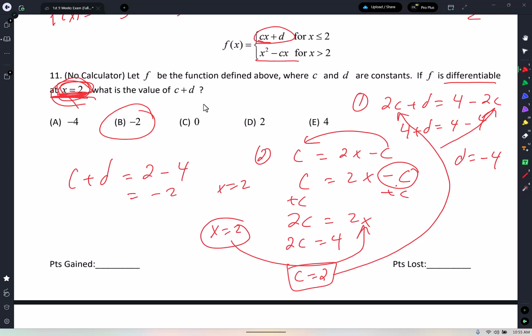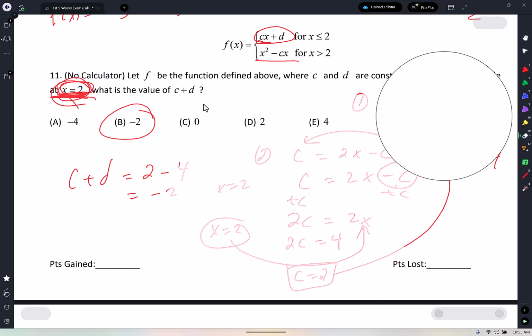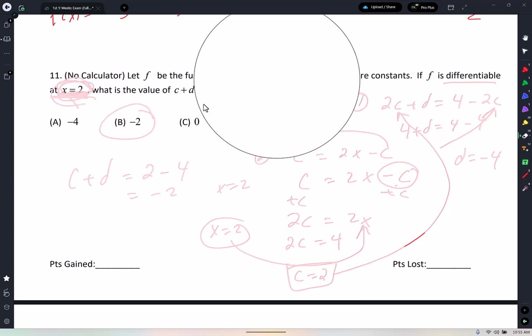Should we do it again from scratch? All right, guys, let's do it again from scratch. Yeah, because there's a lot of people that are confused.